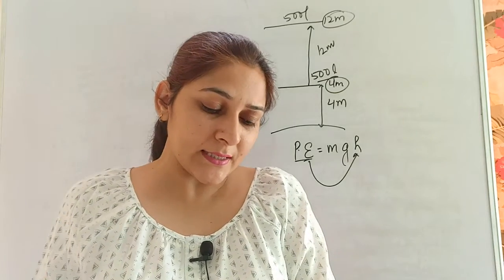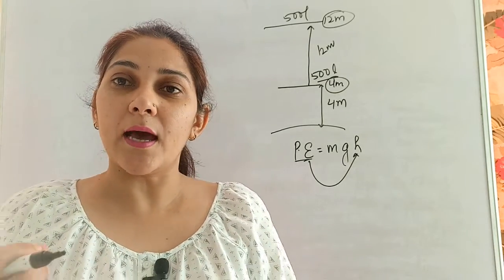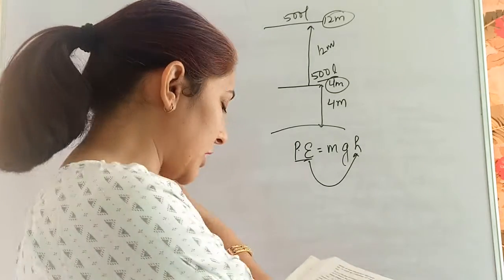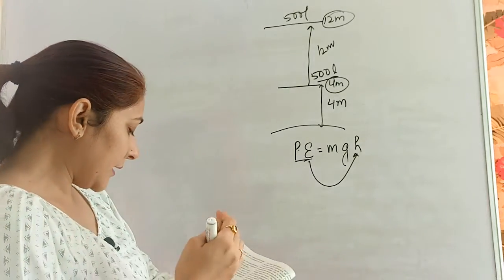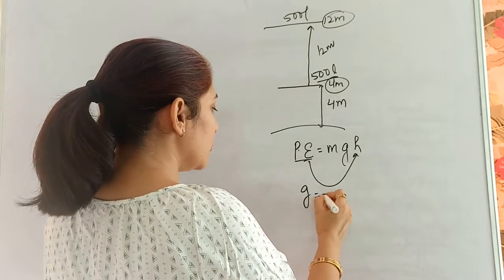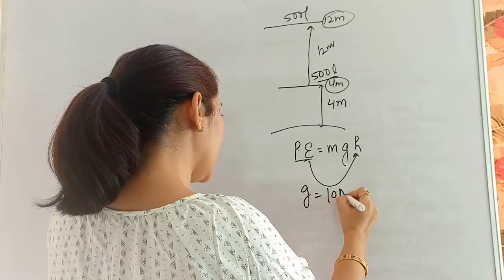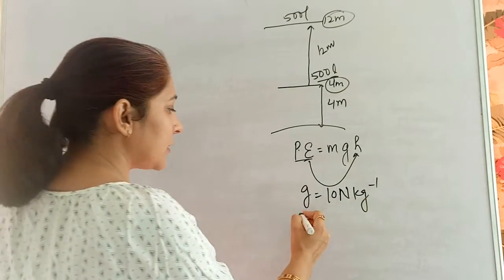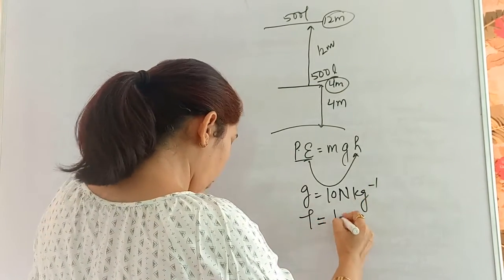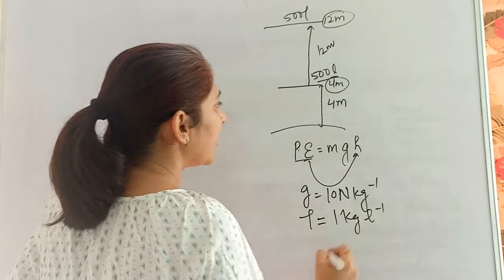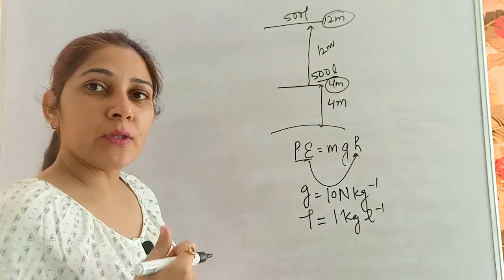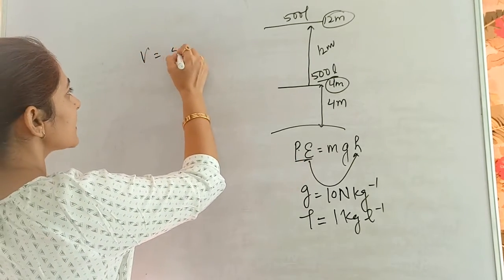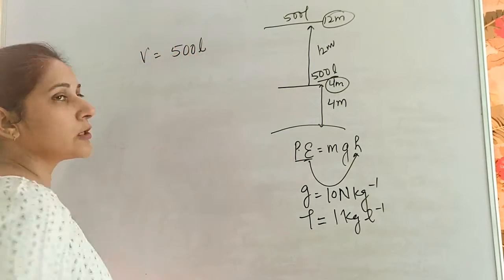Find the increase or decrease in potential energy of water. They are asking you to find how much is the increase or decrease in the potential energy, and for that they are saying g is equal to 10 newton per kilogram, and density of water you can take as 1 kg per liter. And what they have given you is the volume of water, that is 500 liters of water, right?